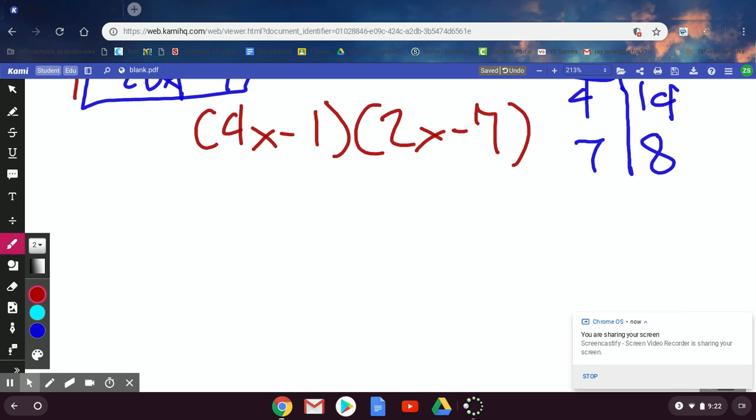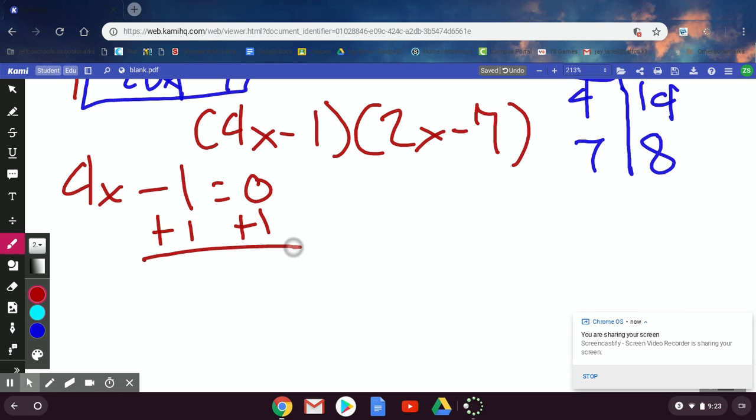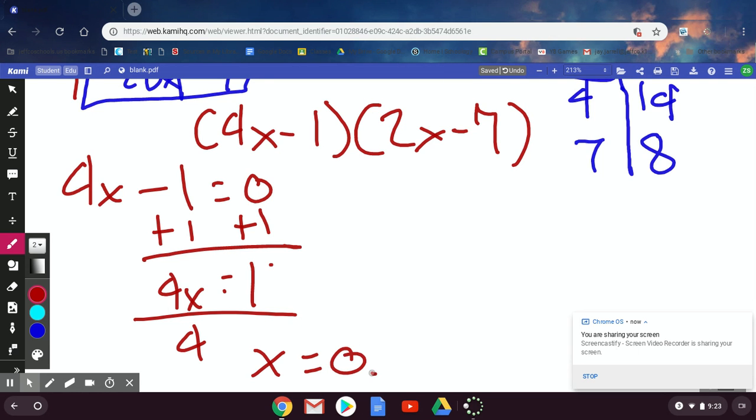So in that, we have to take 4x minus 1 equals 0. So we have to add the 1 to both sides. So that's 1 equals 4x. And then you divide those by 4, and x equals 0.25.